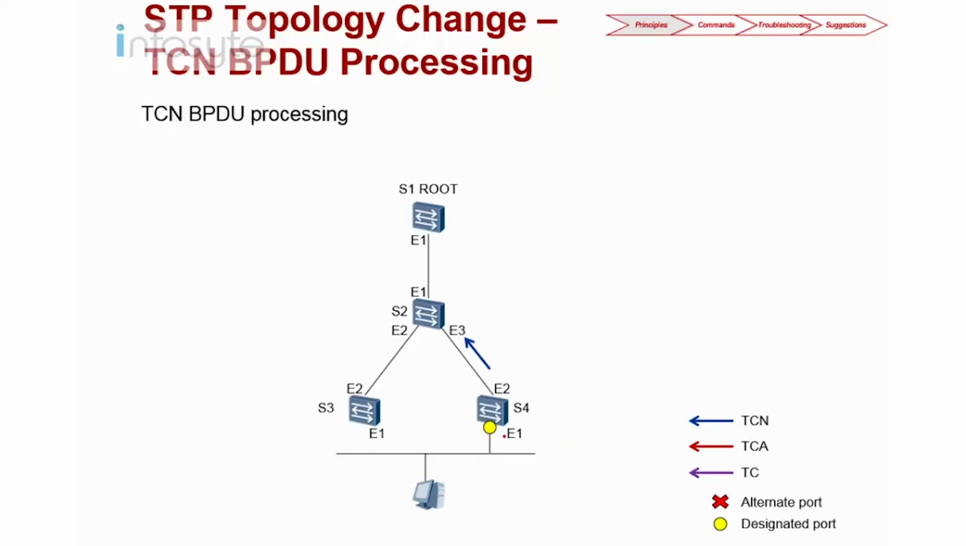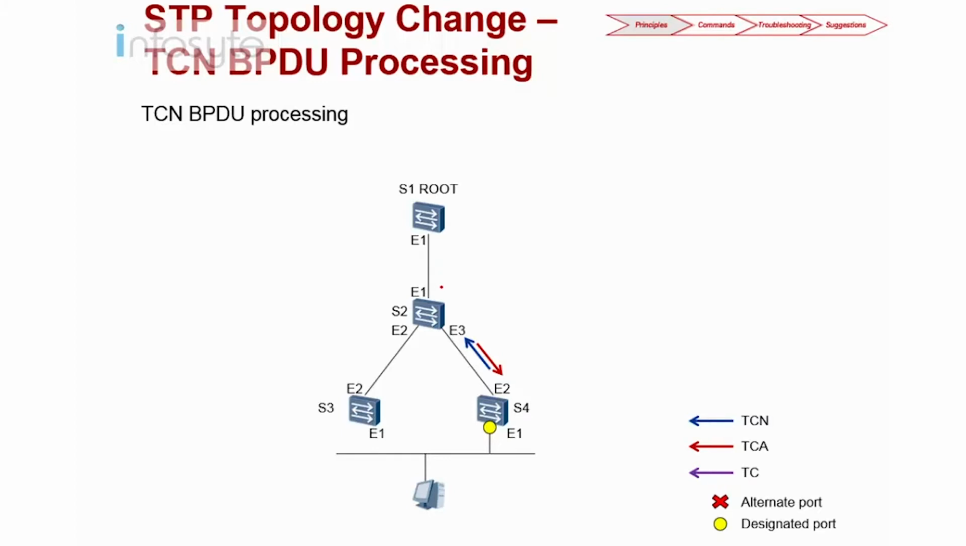Now, once this transition happens, a topology change is being sent. You can see that this TCN is being sent upstream toward the root. Once switch 2 receives this TCN, switch 2 is going to send an acknowledgement, which is a topology change acknowledgement, to tell S4 that, hey, I acknowledge that I received your topology change notification. So now stop sending the TCN to me.